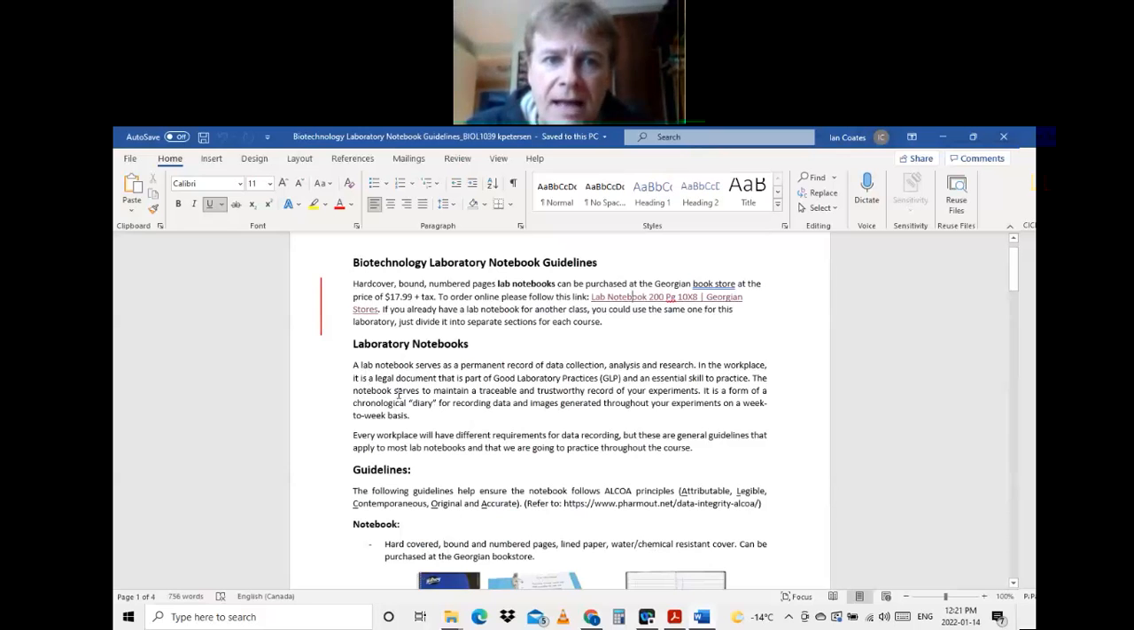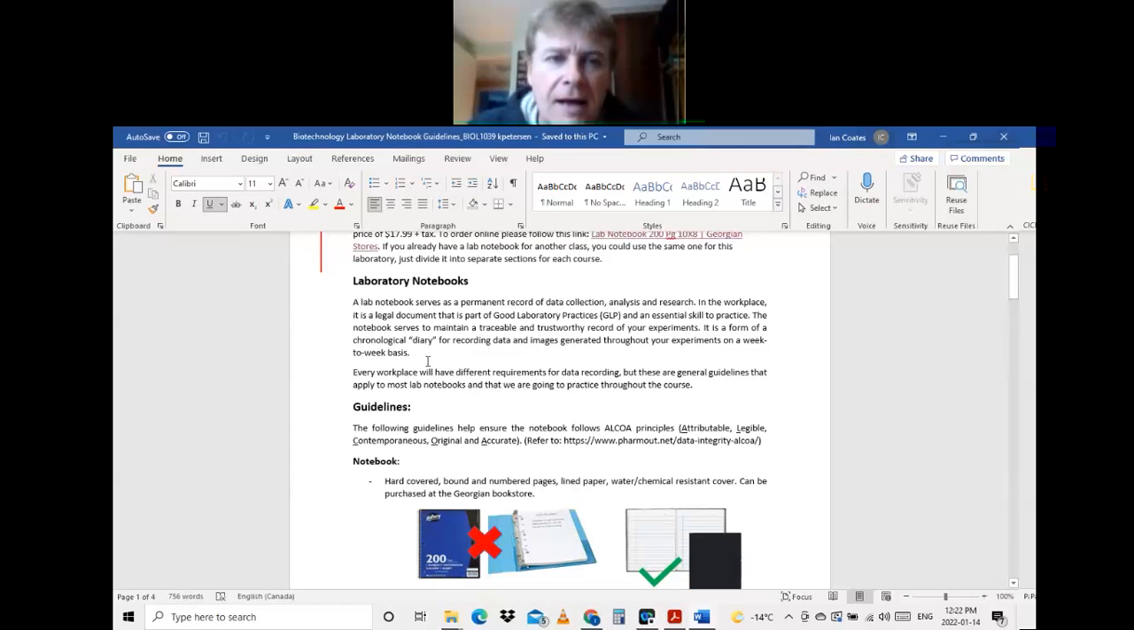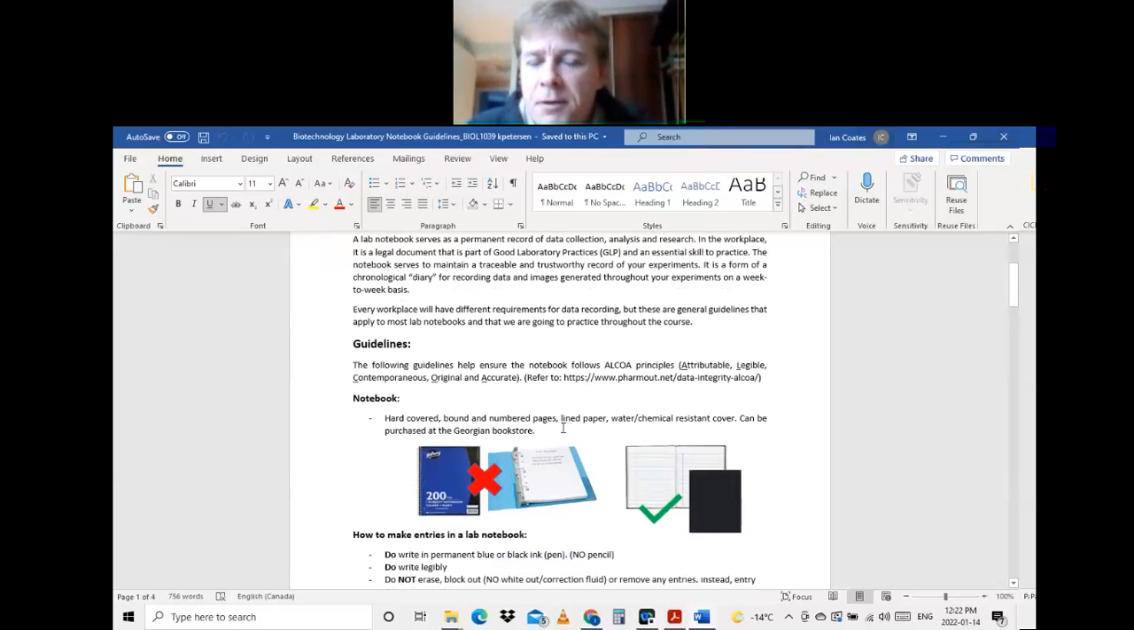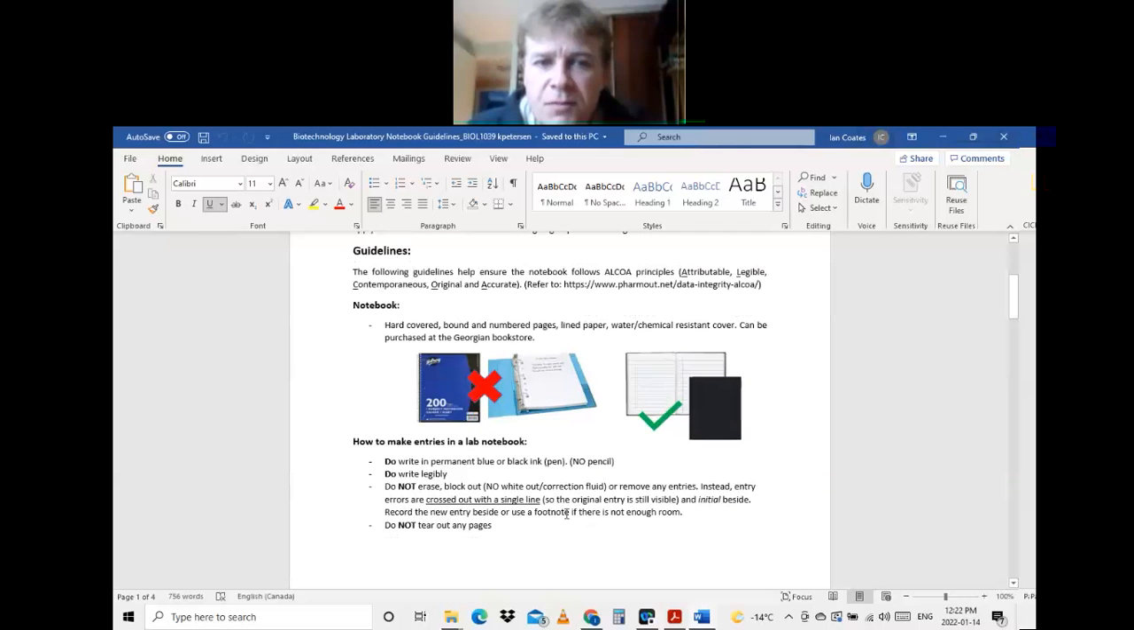Okay. A lab notebook serves as a permanent record of data collection, analysis, and research. You're not allowed to rip pages out. It's a chronological diary for recording data. Even mistakes, it's okay. Just cross it out, and put the right answer beside it. Every workplace will have different requirements, but here are some guidelines: hardcover, bound, numbered pages, lined pages, water and chemical resistant cover, and can be purchased at the Georgian bookstore.